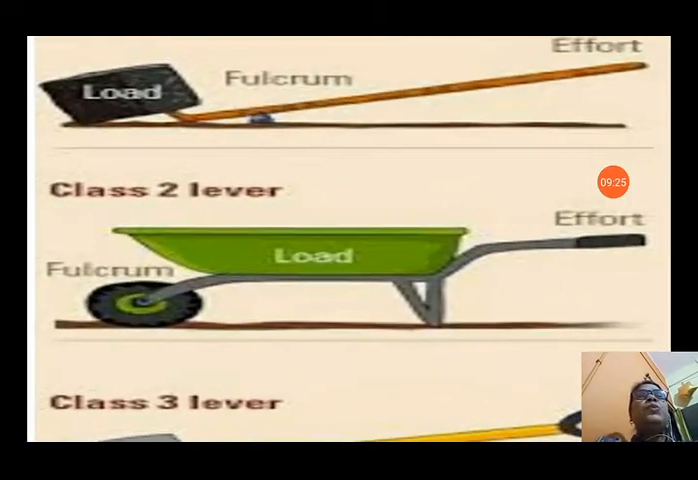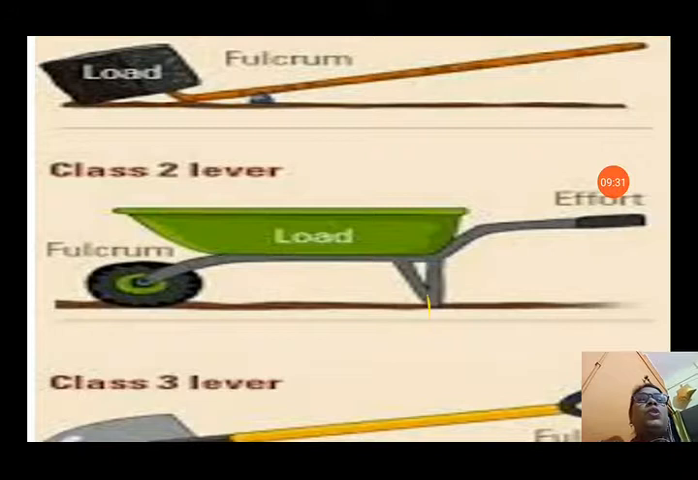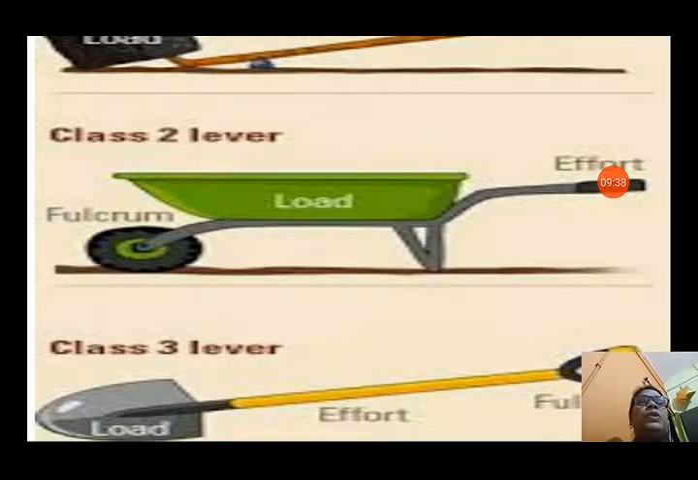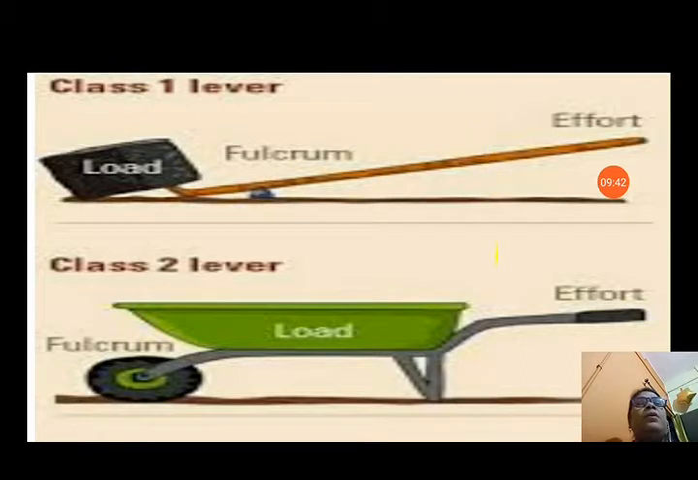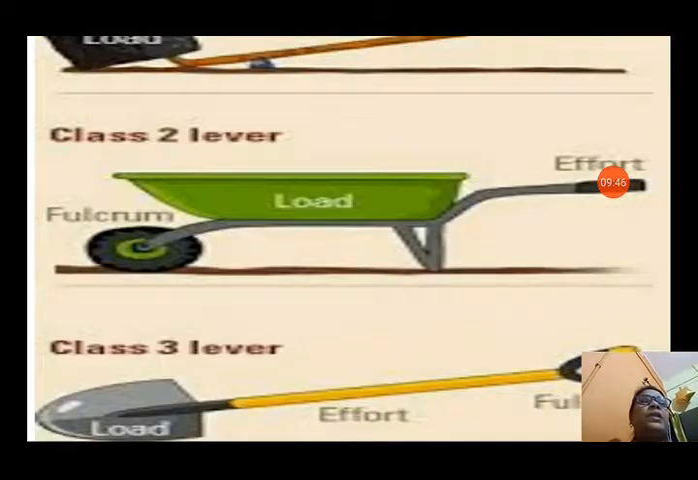You can see in a class 1 lever, load and effort are on either side, and the fulcrum is between the load and effort. In a class 2 lever, you can see the load is in between the fulcrum and the effort. And in a class 3 lever, effort is in between the load and the fulcrum. So, you can see by the position of the fulcrum, load and effort, all 3 levers are classified.